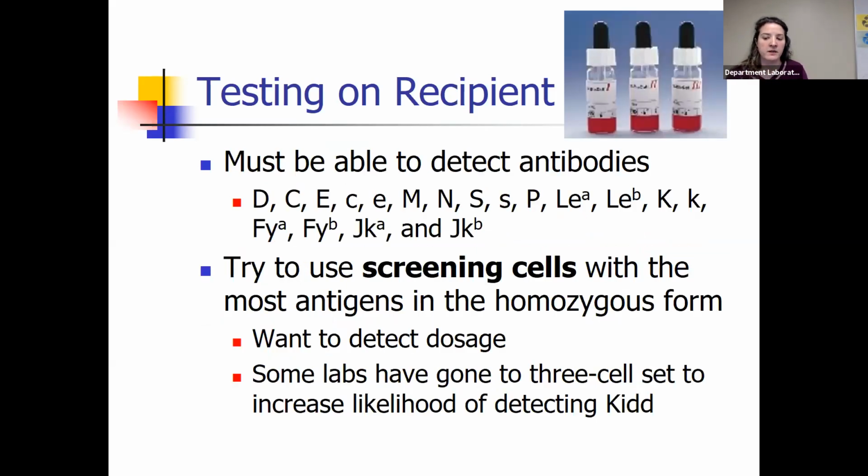And we already mentioned this, you must do antibody identification. You must be able to identify all of the antibodies that the FDA deems clinically significant. Most places will use a 3-cell screen. There are those with 2-cell screens, but it's very important that we don't forget dosage in blood bank. So a lot of places have gone to that 3-cell screen.